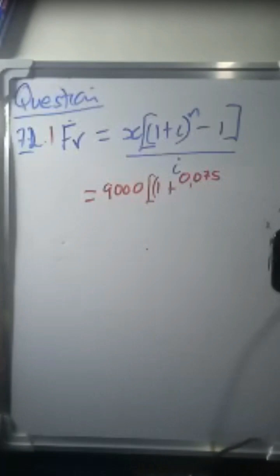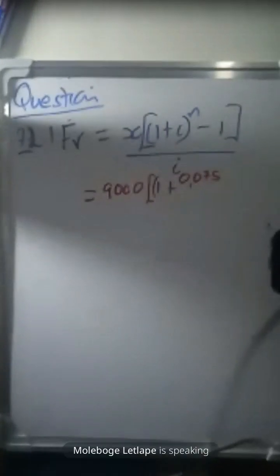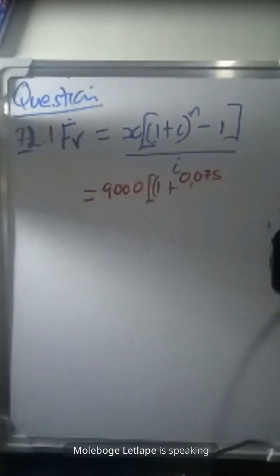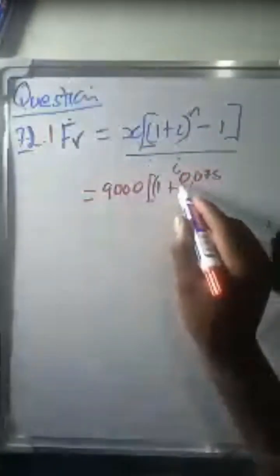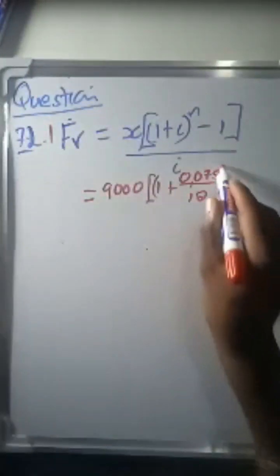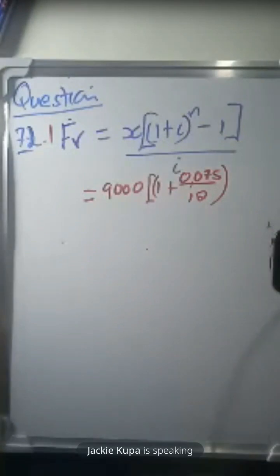Then this is compounded how many times in a year? Check. They said compounded what? Monthly, quarterly, or yearly? Compounded monthly. So this one you divide by what? By 12. Yes.